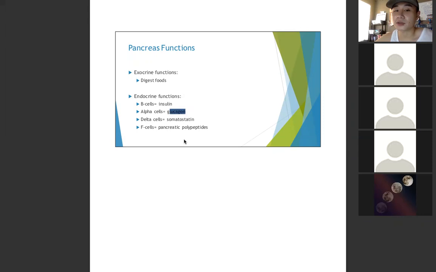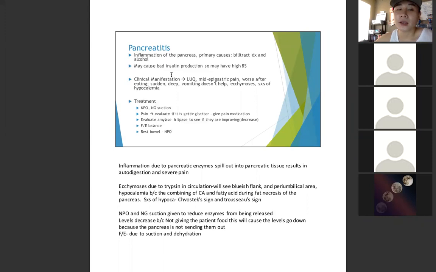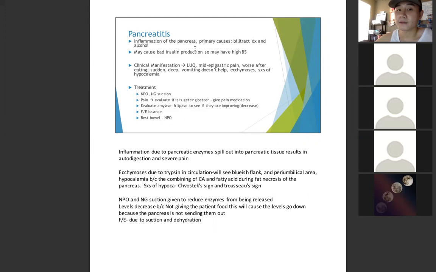All right, pancreatitis is inflammation of the pancreas. It basically means that it is an inflammation of the pancreas. The primary cause for this is biliary tract issues, and alcohol. It may cause bad insulin production, so may have high blood sugars. So in my note, I have the primary cause of pancreatitis is alcohol.